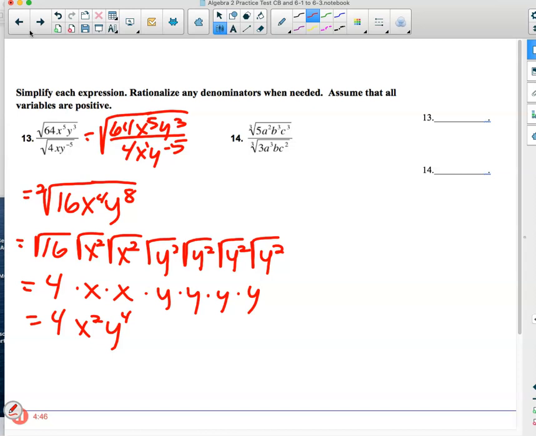Then the only other thing I would even bother thinking about would be absolute value bars, but they said don't do that. Assume that all variables are positive. So there it is. Let's look at 14. 14 typically is considered the toughest problem on the test by students. So my first question is, should we take a look at that one as one big fraction first? What do you think? There's some simplifying we can do there, isn't there? So let's look at it as one big fraction.